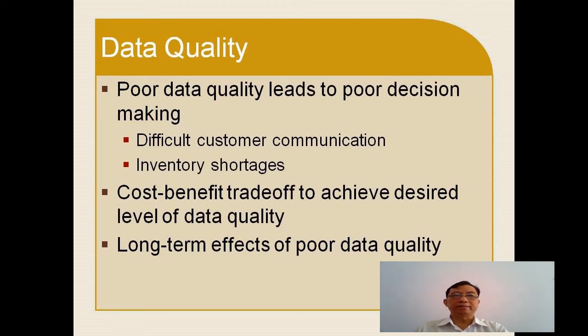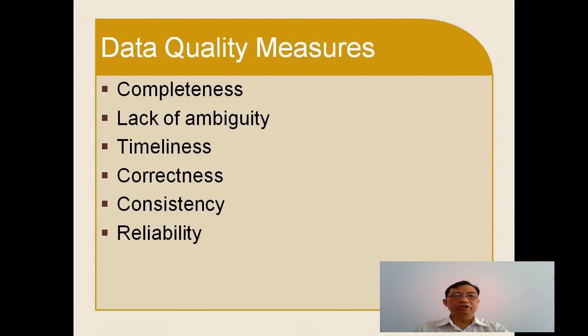Data quality measures. The first one is completeness. The database represents all important parts of an information system, so the data must be complete. Lack of ambiguity, as I discussed before. Each part of the database must have only one meaning. About timeliness, business changes are posted to a database without excessive delays, not delay, but be on time.